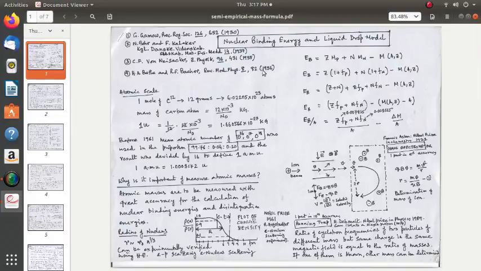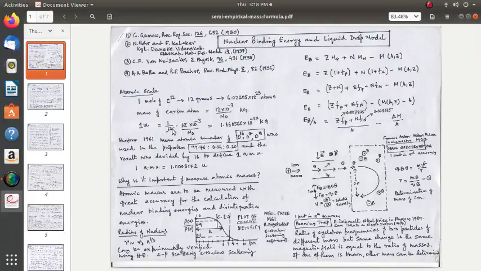So to begin with, let us first set up the scale. The scale is set by 1 mole of carbon. We know that 1 mole of carbon weighs 12 grams and 1 mole contains Avogadro number of atoms. Mass of 1 carbon atom is 12 grams, that is 12 multiplied by 10 to the power minus 3 kg, divided by the Avogadro number N0. So that is the mass of 1 carbon atom.